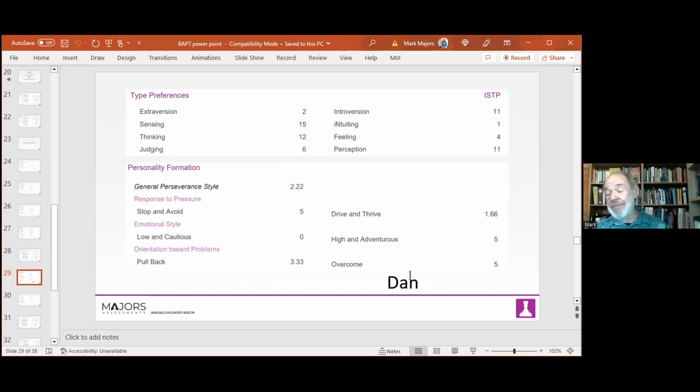This is Dan. Dan is Cindy's husband. And this is something very interesting with lockdown. It's about balance and belonging, totally. Dan, ISTP, there's the scores at the top, the preference type you get on the professional page. So introversion high, sensing high, thinking high, and perception high.